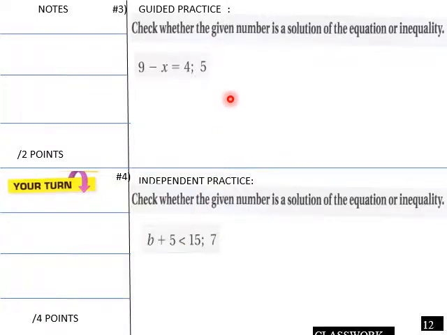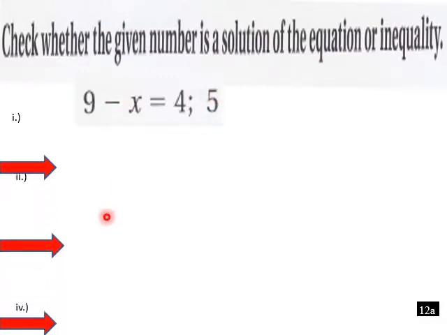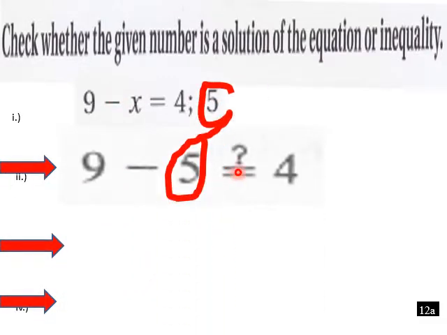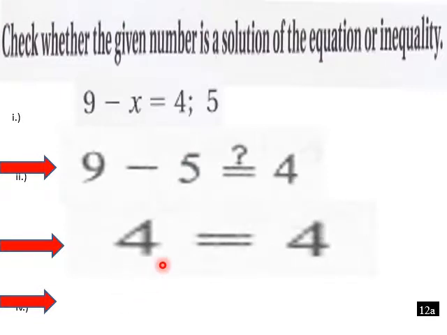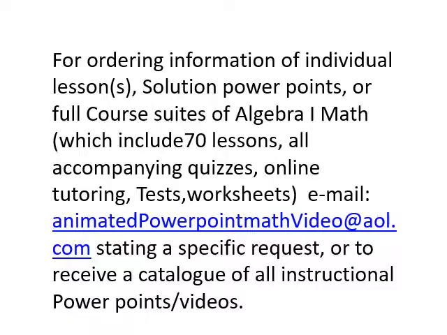Okay, our guided practice. Decide whether to give a number solution to the equation or inequality. Students, this is yours here. We're going to do this now. Check whether the given number is a solution. We're going to check whether 5, when you plug it in here, is a solution. And sure enough, 9 minus 5 is 4, equals 4. So 5 would be a solution to this equation.